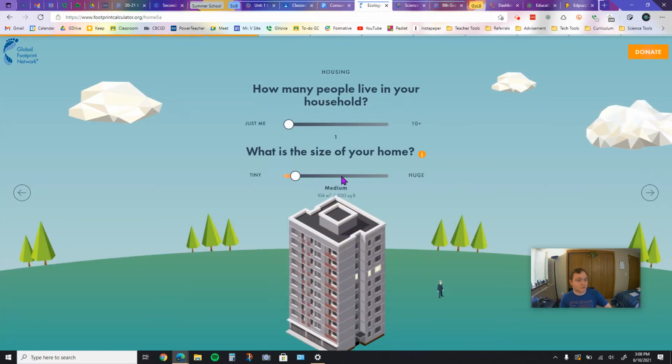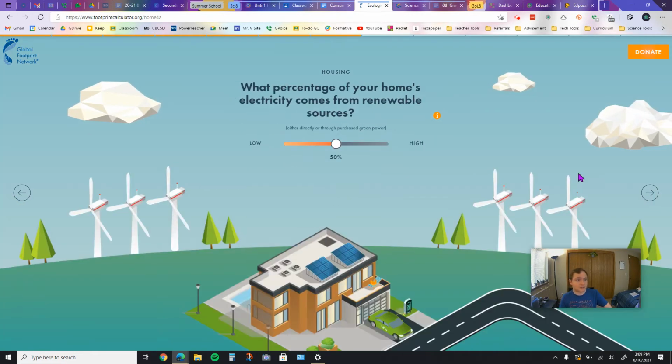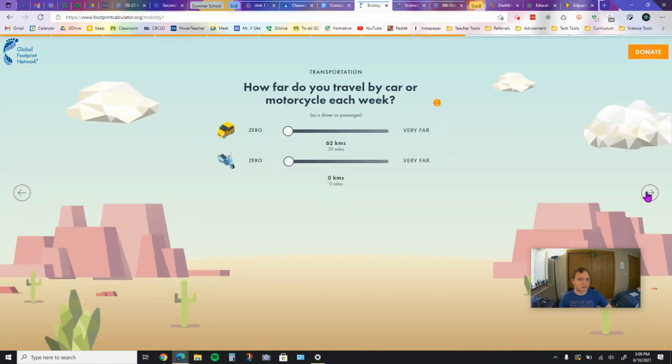When it comes to square footage, do your best guess. Energy efficiency, like I said, if you have your parents nearby, they might know some of this, but just do your best guess.